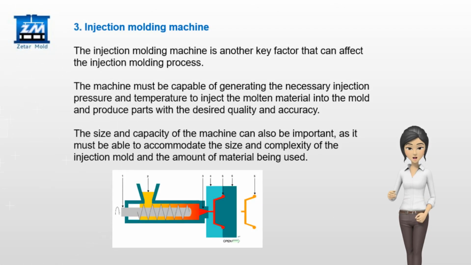Injection molding machine. The injection molding machine is another key factor that can affect the injection molding process. The machine must be capable of generating the necessary injection pressure and temperature to inject the molten material into the mold and produce parts with the desired quality and accuracy. The size and capacity of the machine can also be important, as it must be able to accommodate the size and complexity of the injection mold and the amount of material being used.